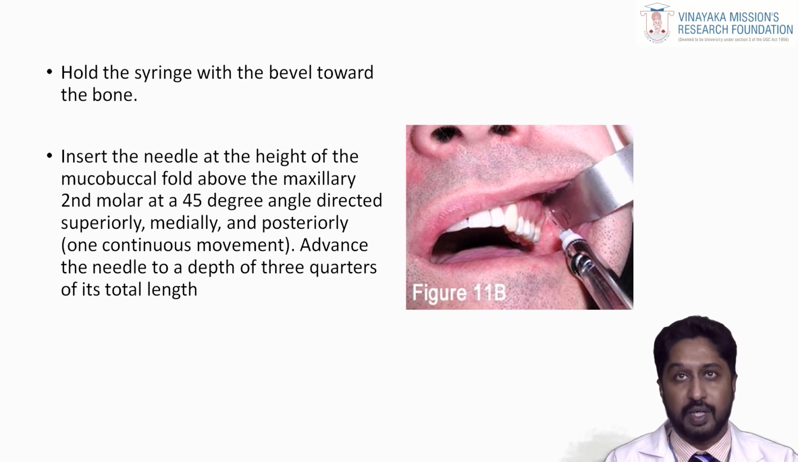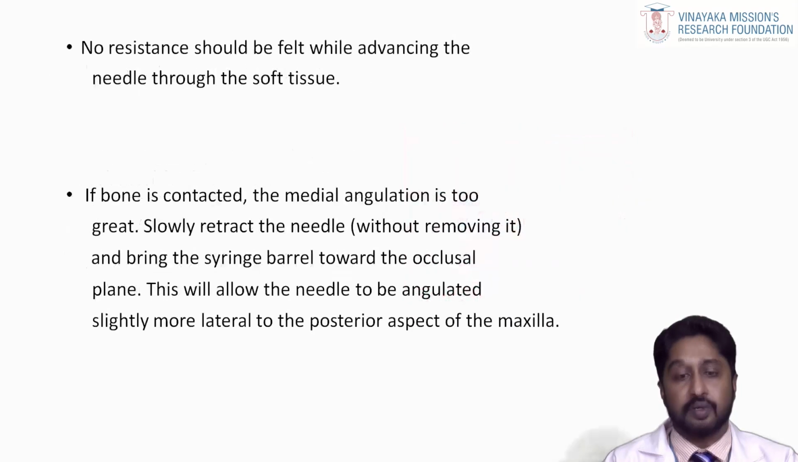It should be one continuous movement. You should not be taking it out and pulling it out. So you insert it in the second molar region at an angulation of 45 degrees. Advance the needle to a depth of 3/4 of the total length. No resistance should be felt while advancing the needle through the soft tissue. If you find any resistance, hitting the muscle or the bone, you just pull it out and insert it again in the same direction.